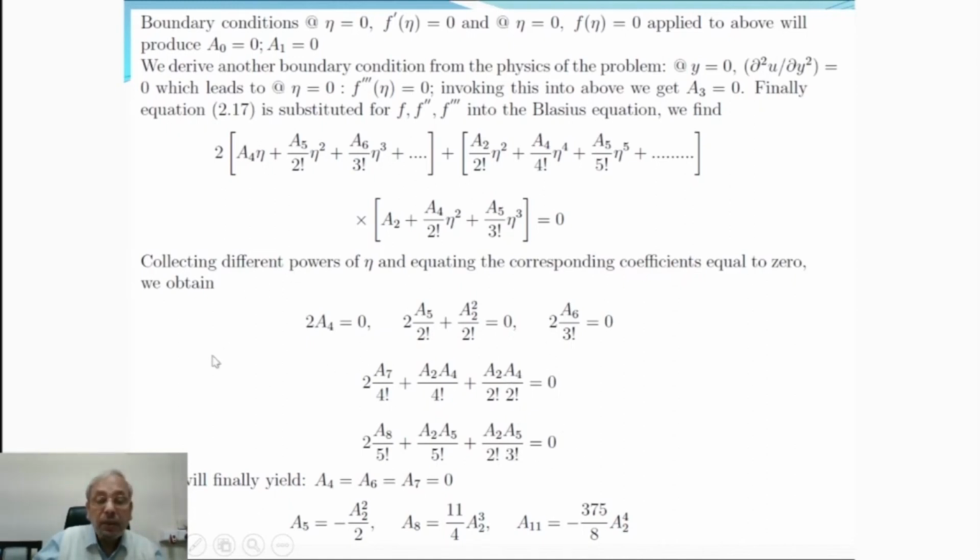Now if we really try to clean it up, we will see that a4 equal to a6 equal to a7, all these terms are 0. And a5 can be expressed as minus a2 square by 2. A8 is 11 by 4 a2 cube. A11 is minus 375 by 8 a2 power 4.